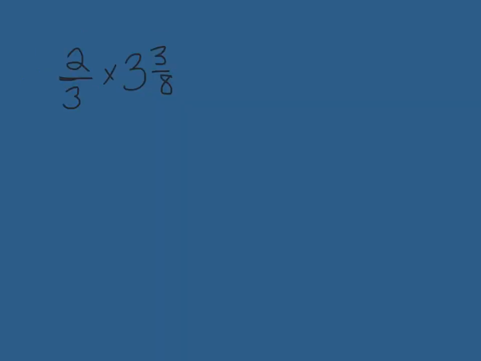Let's work through another one together. We have 2/3 times 3 3/8. So that's going to equal, the 2/3 just stays the same, times, I need to change that mixed number into an improper fraction. So 3 times 8 is 24, plus that 3 as the numerator would be 27 over 8. Now let's see if I can cross cancel anything. I have a 3 and a 27. I know that 3 goes into both of those, so I can cross those out. 3 goes into 3 1 time, and it goes into 27 9 times.